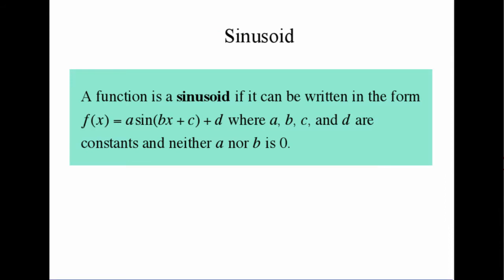So we define a sinusoid to be a function that can be written in the form f of x equals a times sine of the quantity bx plus c, all that plus d, where a, b, c, and d are constants, and neither a nor b is 0. And you could take out the sine here and put cosine in, and that would be a sinusoid as well.